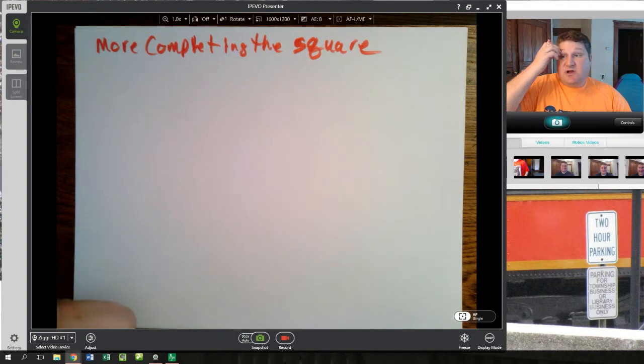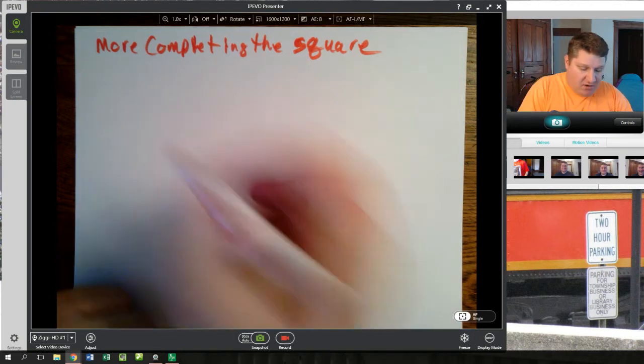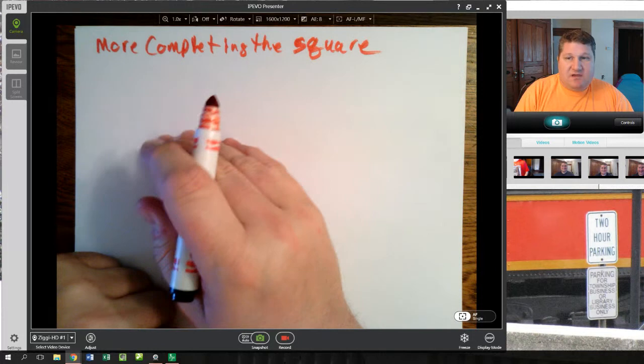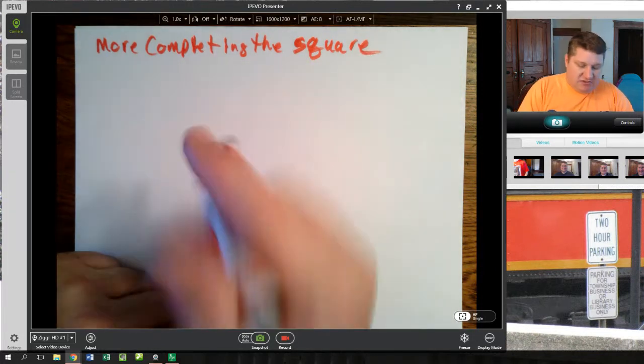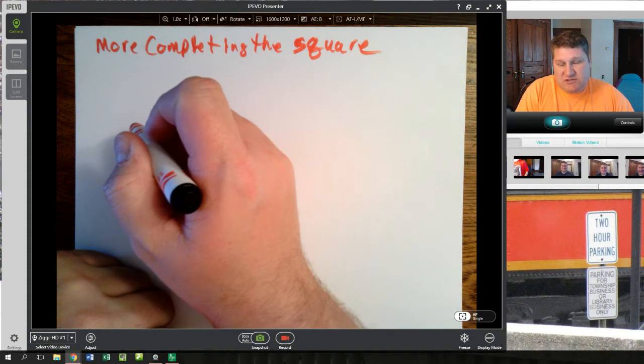Okay, let's talk about completing the square a little bit more. Now, previously, we completed the square on some fairly basic problems. There's a couple other things, though, that we need to talk about when we complete the square.